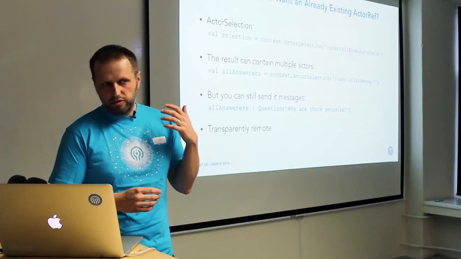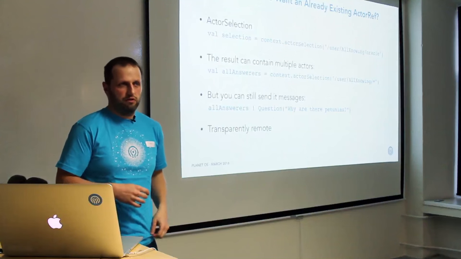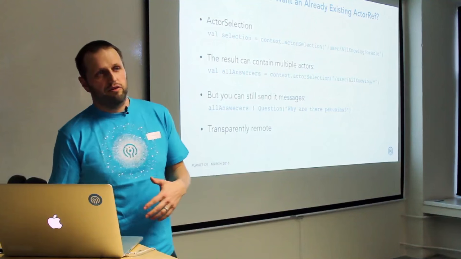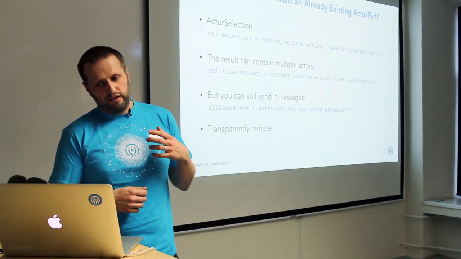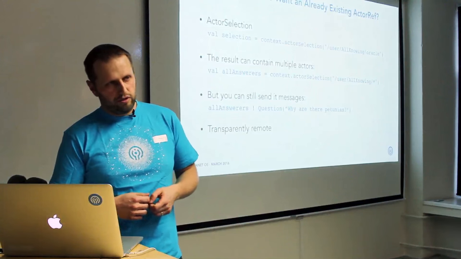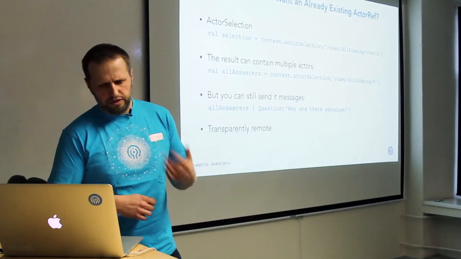So we talked about how to create an actor. But what if you don't want to create a new one? You already have an actor that can respond to these questions. So how do you get access to that? The way to do that is called actor selection. This is a feature of Akka.